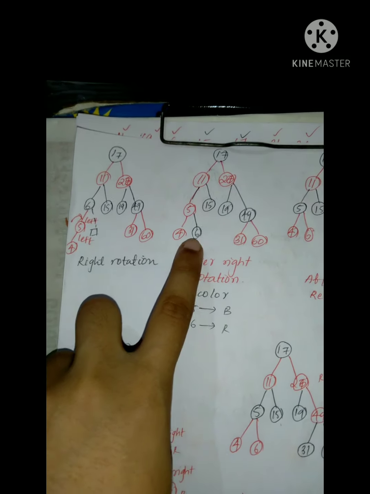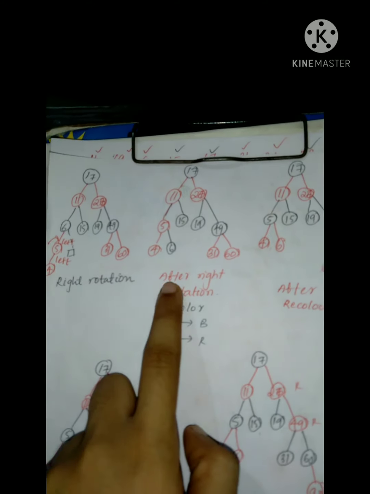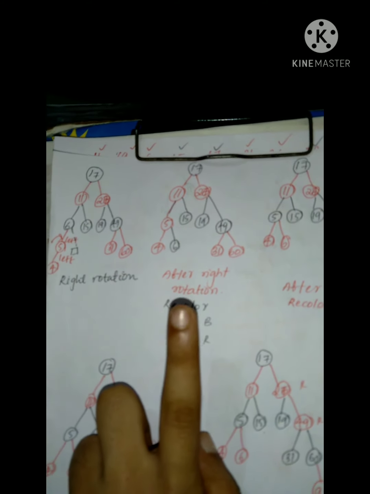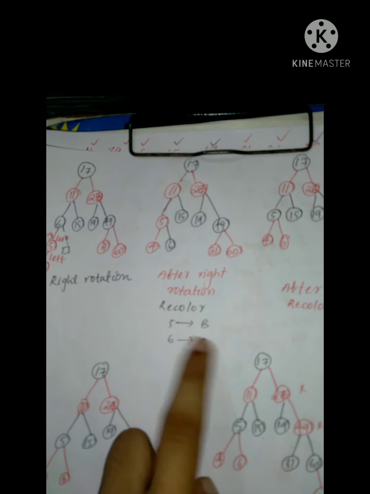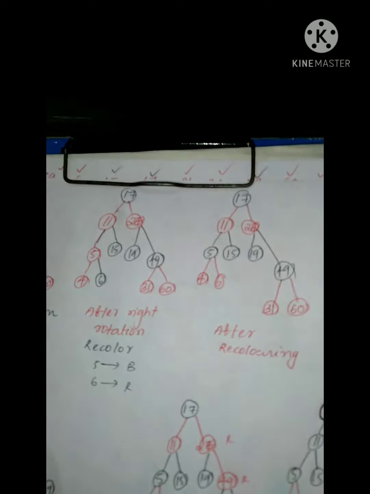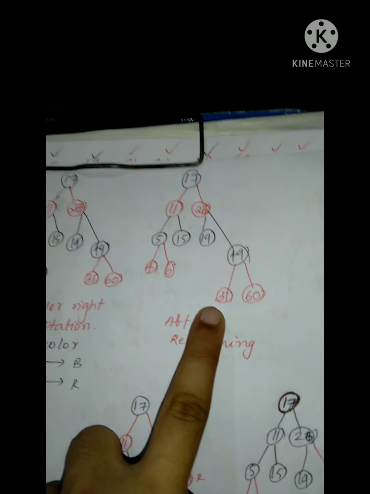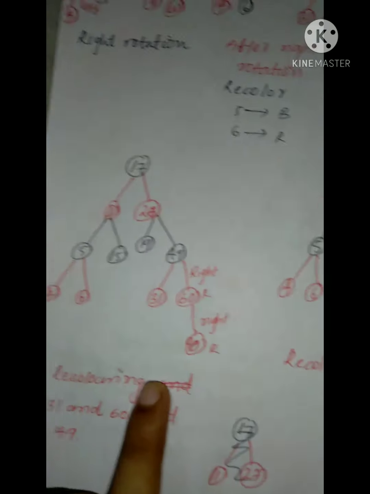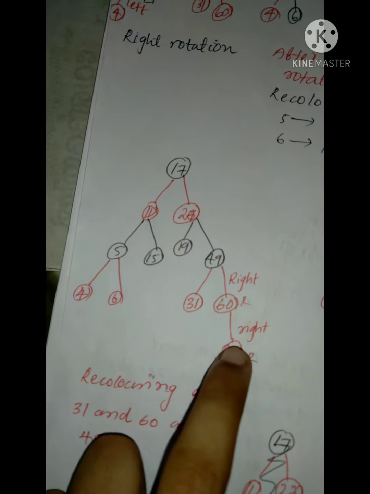After right rotation we will get this. 5 will be the root node and 4 and 6 will be its child nodes. So after right rotation we want to recolor 5 as black and 6 as red. After that we get this tree after recoloring and after rotation. Then we have inserted 4 and we want to insert 90. 90 will come at the right of 60 and here is an RR conflict.